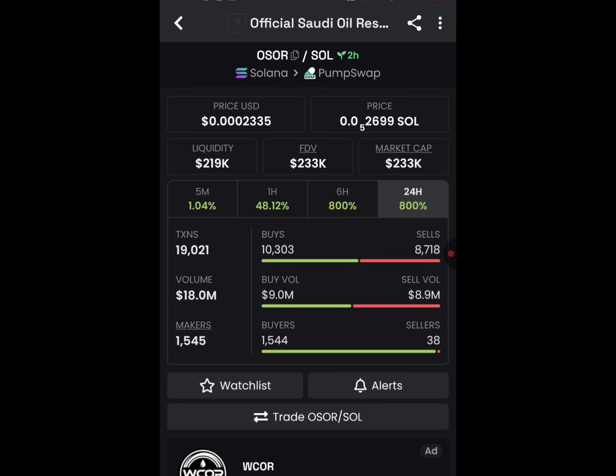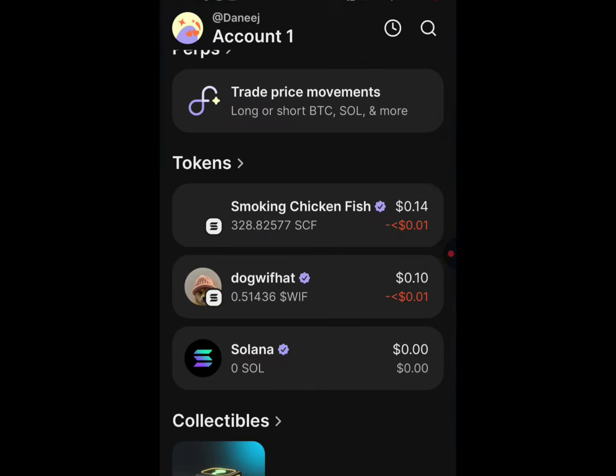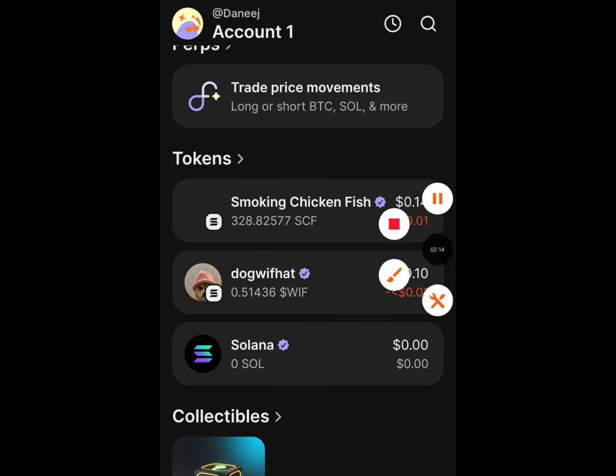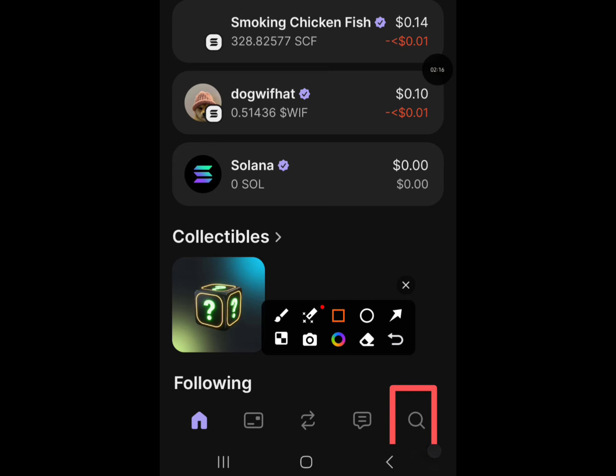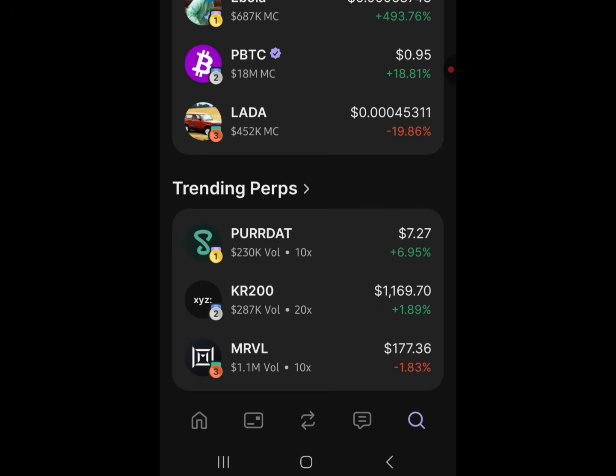After that, you will need to check for the price differences across various decentralized exchanges. And the way you do that is simple. Simply copy the contract there, and open up your Phantom wallet. This is where all the execution is going to happen. The way you do this is pretty simple. Click on search, and then search for that initial DEX.